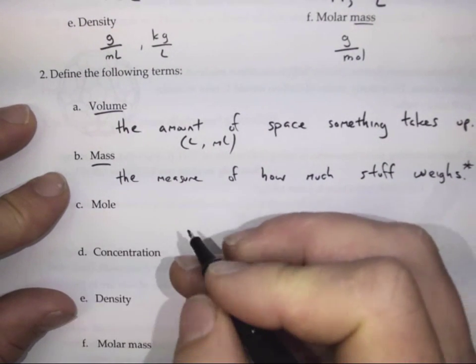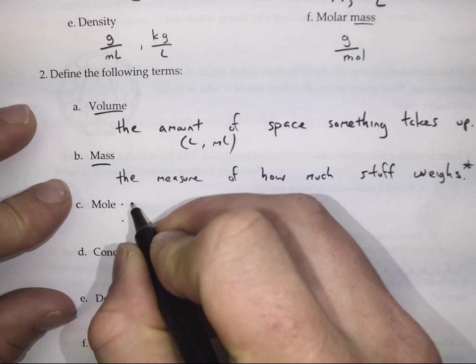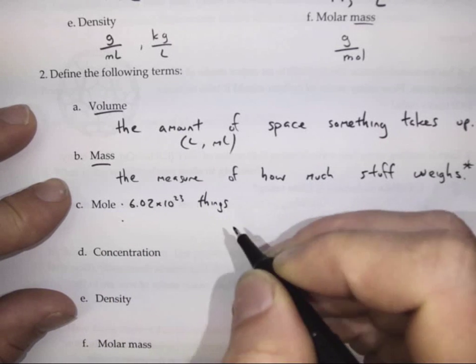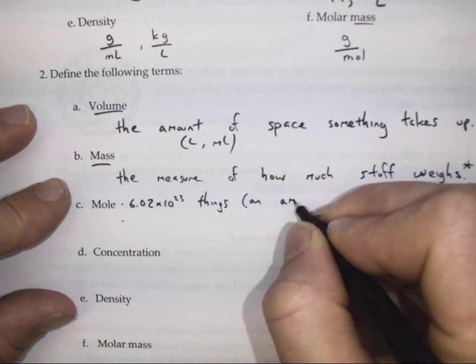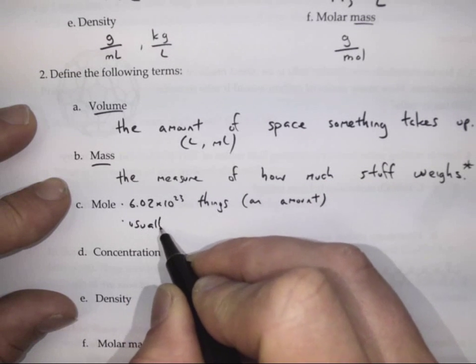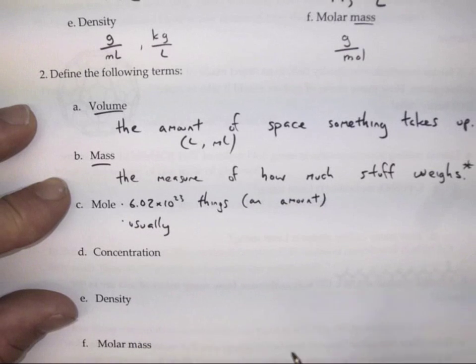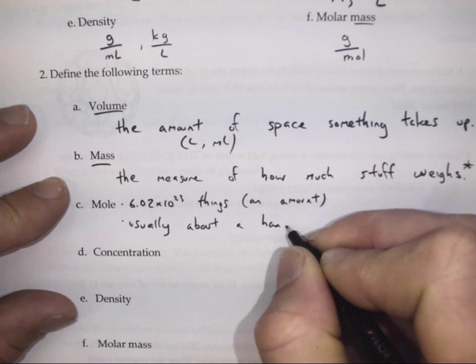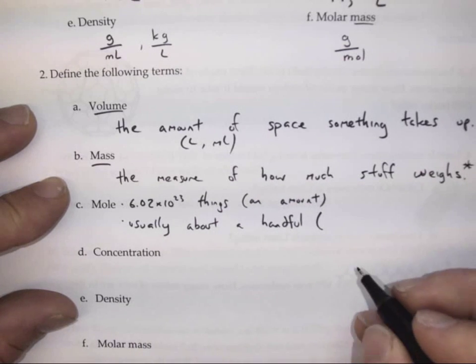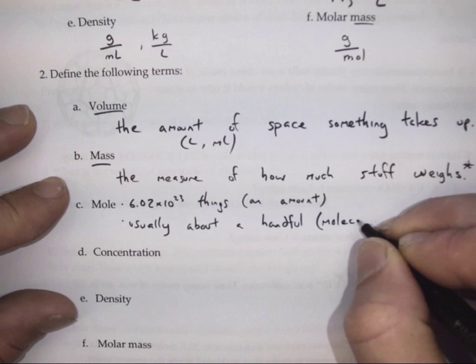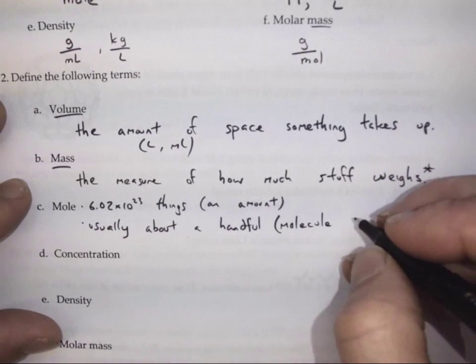A mole. There's two things I think we want to know about a mole. One is that it's 6.02 times 10 to the 23 things. It's just an amount of things. It's an amount. And it's usually about a handful, which is kind of the idea behind a mole. It's trying to take a certain number of molecules and then scale them up to something we can deal with. So it's usually about a handful. And that is only true for molecules and atoms. If you want to know what a mole of Timbits looks like, it is not going to fit in your hand.